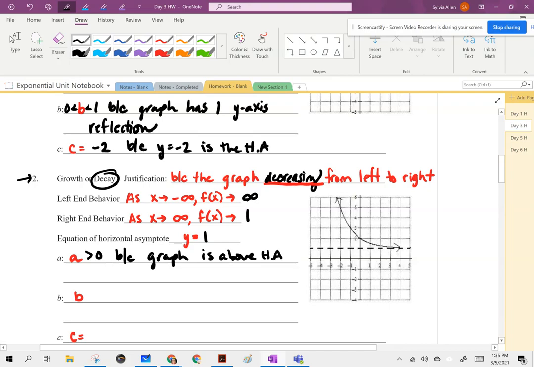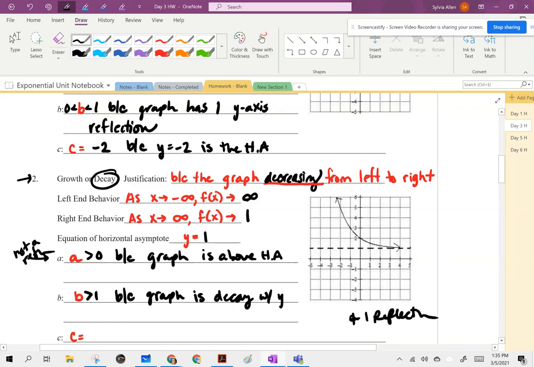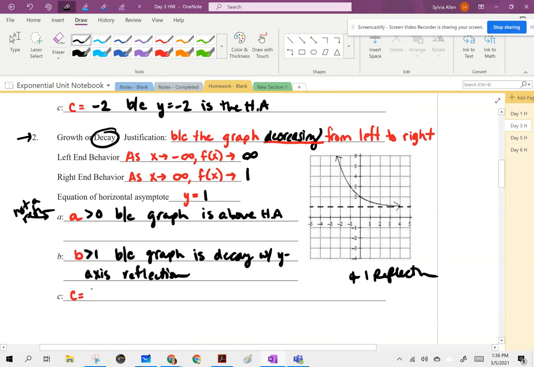Again, we have one reflection, and this is not a reflection. So in order for it to be decay with one reflection, B would have to be greater than 0, because the graph is decay with y-axis reflection. And then C is equal to 1 because y equals 1 is the horizontal asymptote.